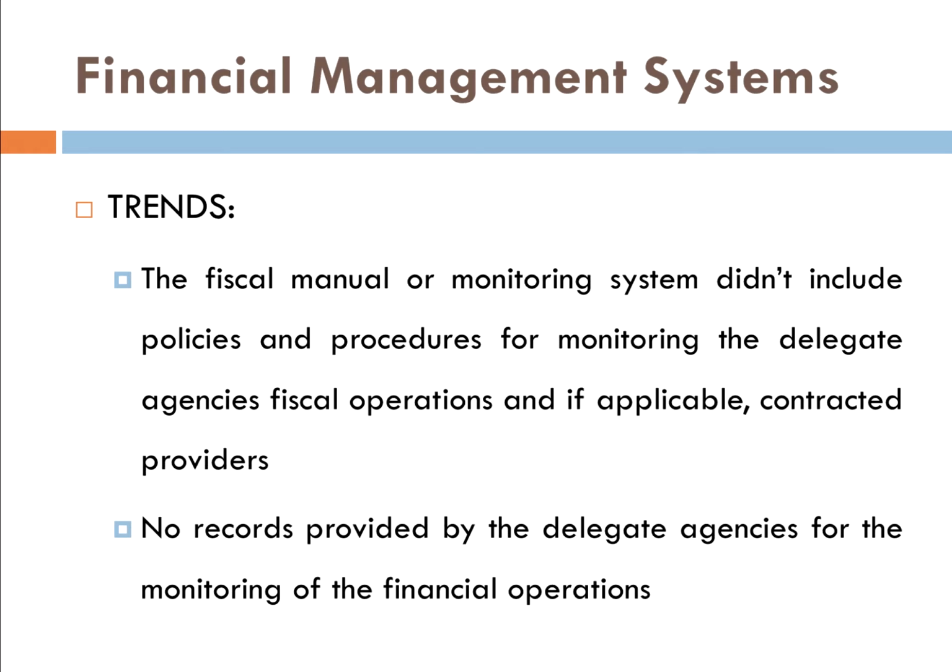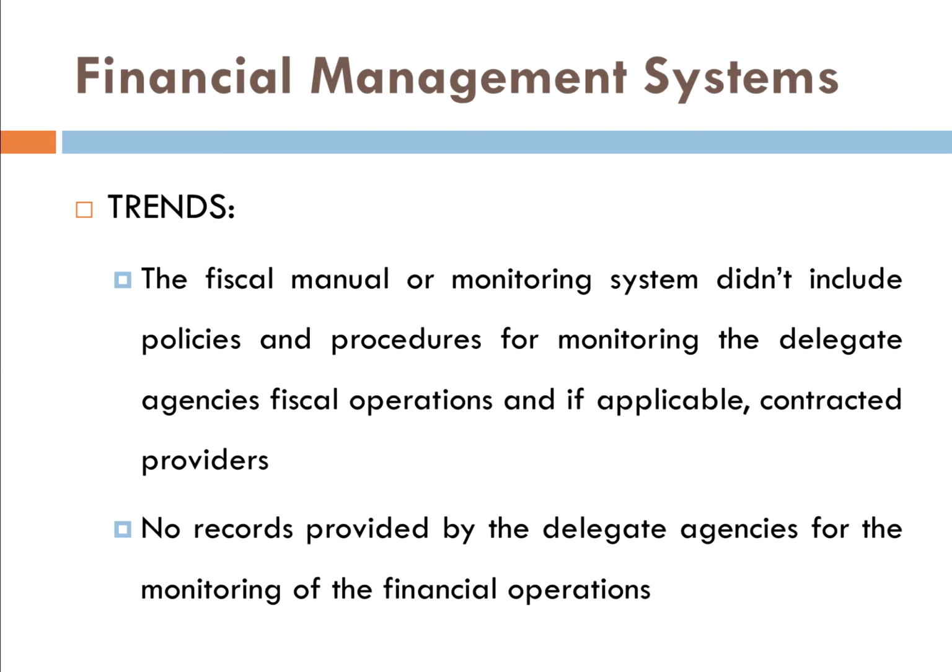Perry, this one is about the fiscal manual and the monitoring of the systems. Right. As you are aware, the Head Start program requires that a monitoring system be developed and implemented, and that's both at the grantee and the delegate agency level. We weren't checking the monitoring of the delegate agencies by the grantee, but what we were actually asking for and checking was the monitoring of the delegate agency by the delegate agencies, and even in some instances where the delegate agencies may have had contracted providers.